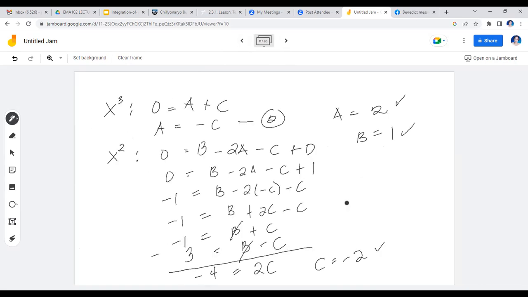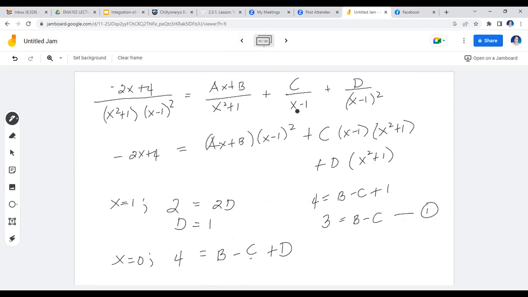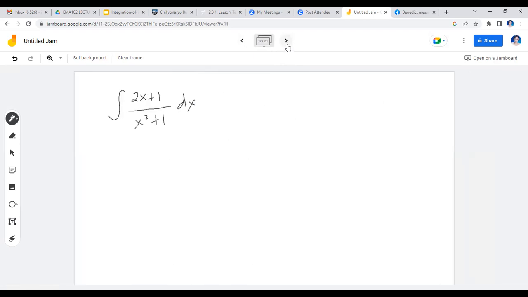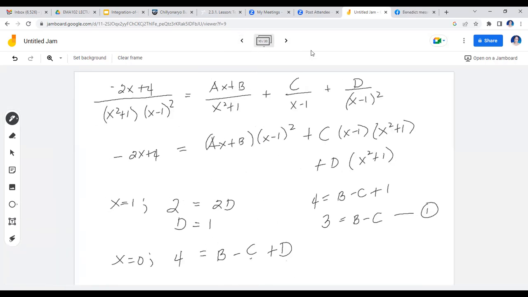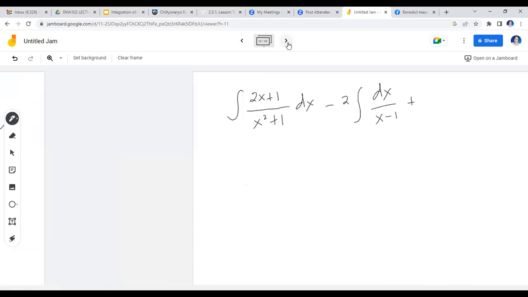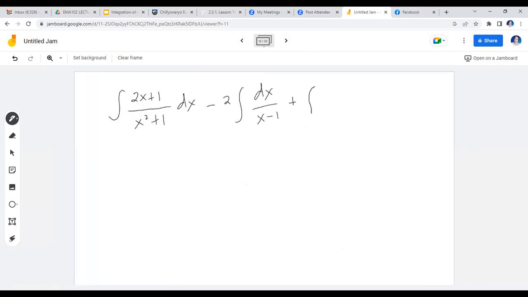As for the C, your C is negative 2, and its denominator is x minus 1. So you will have minus 2 integral of dx over x minus 1. But you still have a third integral. The third integral is your d, which is 1. And it has a denominator of x minus 1 quantity squared. So you will have here dx over x minus 1 quantity squared. So now you are ready to integrate.